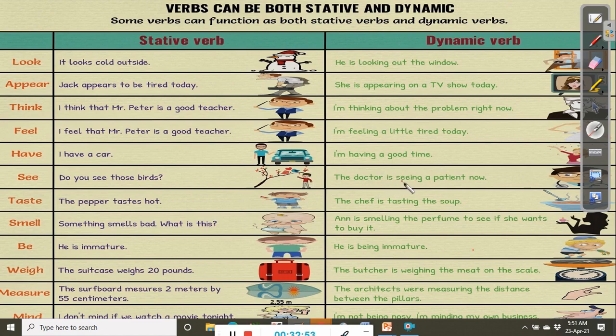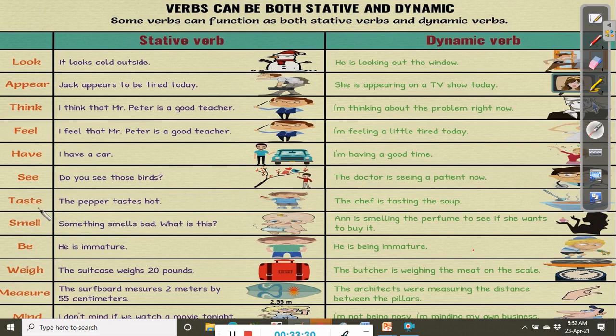For example, the doctor is seeing a patient now. In this case, it is no longer describing a state, it is describing an action. Seeing here means being consulted, or meeting someone, or discussing with someone, or treating someone. The doctor is seeing a patient right now, or attending to a patient right now. So the meaning changes. It's no longer describing a state, but a process or an action in progress.